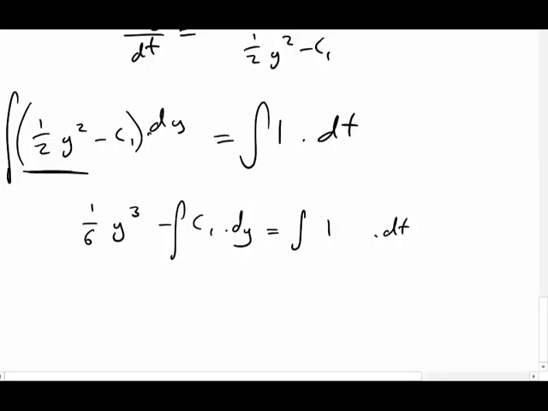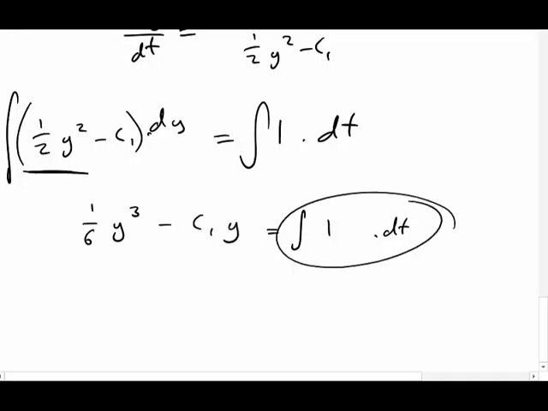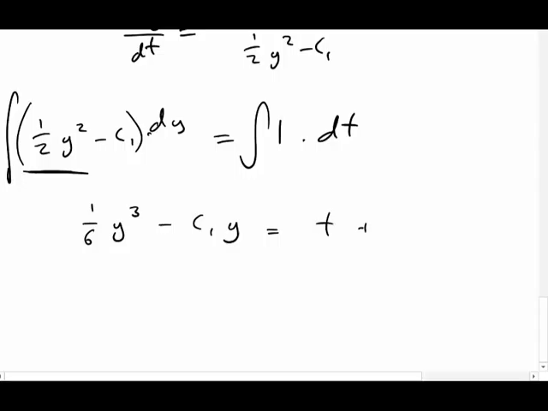Let's consider the integration of this one now. This one's straightforward. The integration of a constant with respect to y is just going to be that constant times y. Okay, this is again fairly straightforward. It's just going to become t. Okay, and let's include our constant of integration now. So this is basically what we end up with.